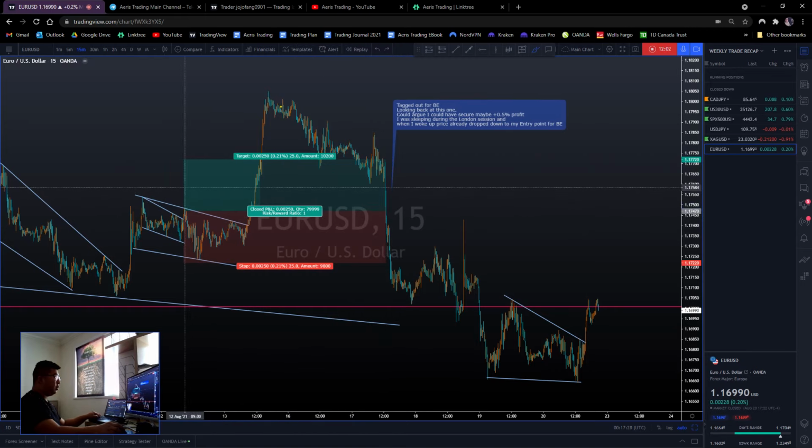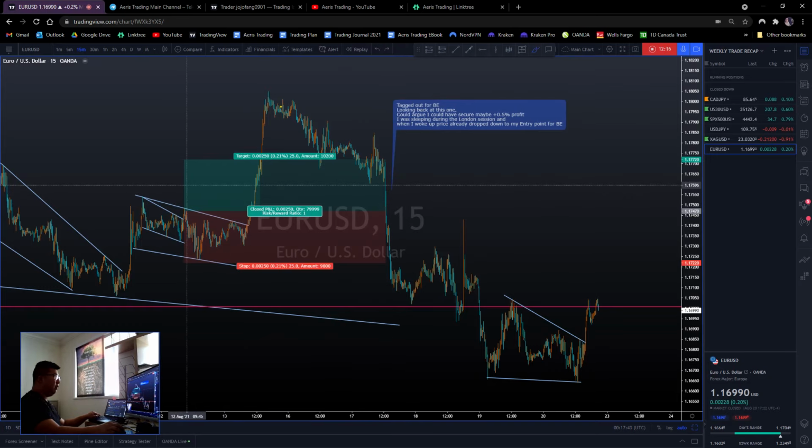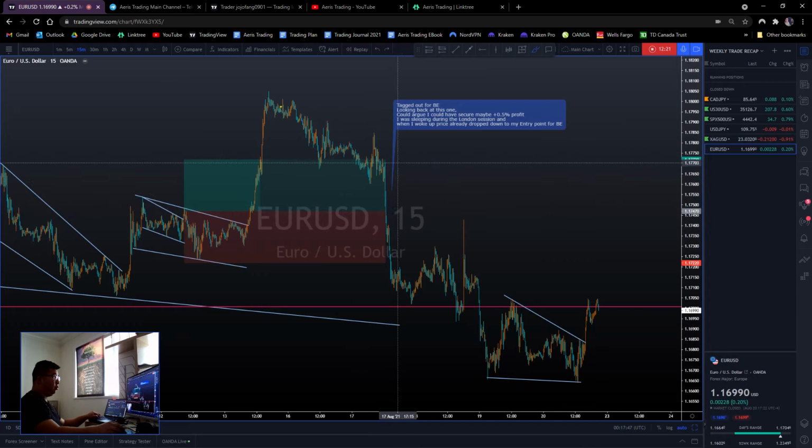Now I probably could have secured a little bit more, maybe 0.5% or so, just like silver, but I was not at the charts. I was basically sleeping when the London session was going towards the New York session. I just couldn't catch this or wasn't on the chart to move it to 0.5% or so. And even if I could, I think this move was so sharp that I probably wouldn't have been able to anyway.